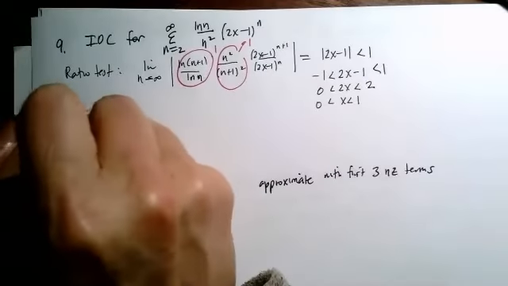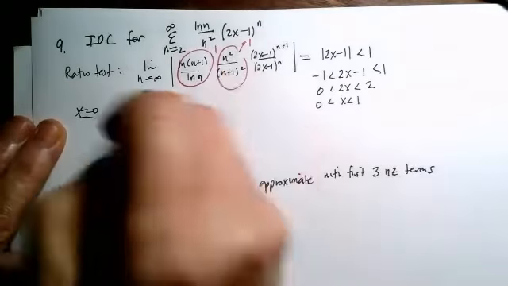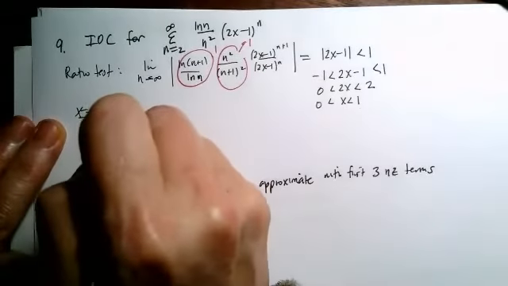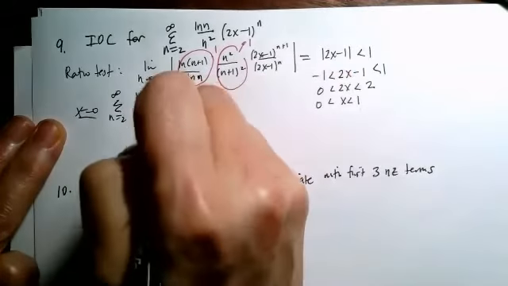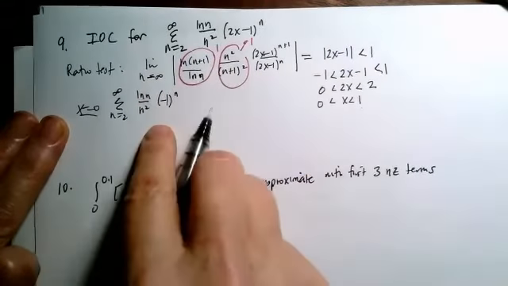Now we need to check both ends of the interval. When x is equal to 0, we're going to plug 0 in here and we'll get the sum from n equals 2 to infinity of log n over n squared times -1 to the n.